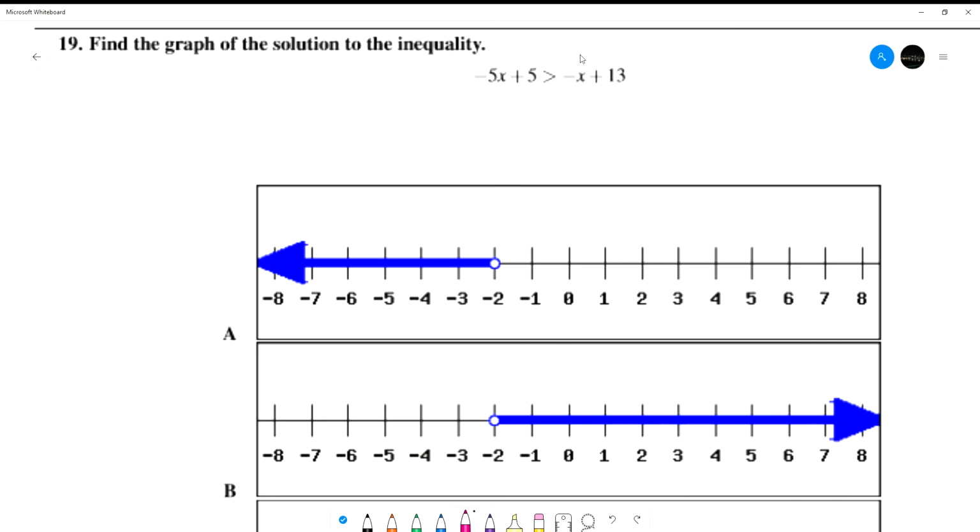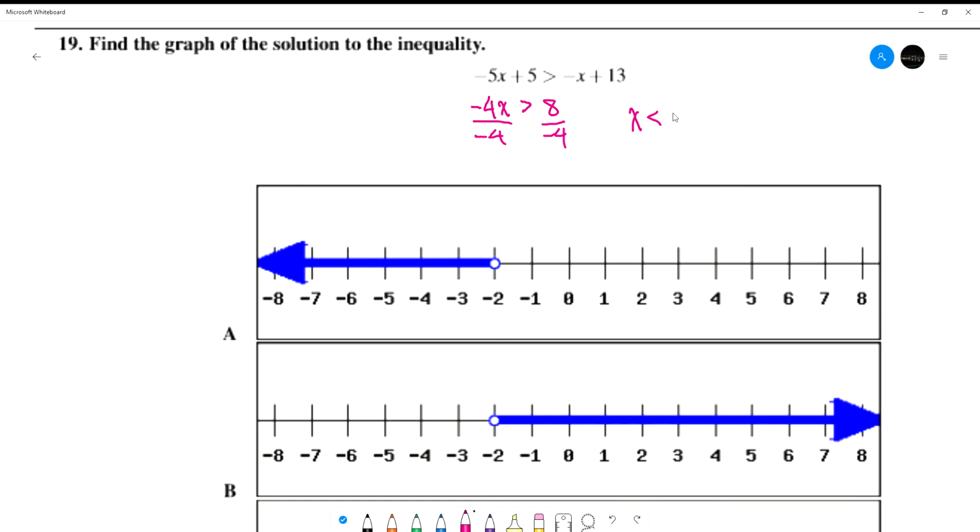So I'm going to add x to both sides. If I add x, I get negative 4x, right? And then subtract 5 from both sides. So 13 minus 5 is 8. Now I'm going to divide both sides by this negative 4. And remember, when you divide or multiply by a negative for inequalities, the inequality sign flips, it changes, right? So this greater than becomes a less than.